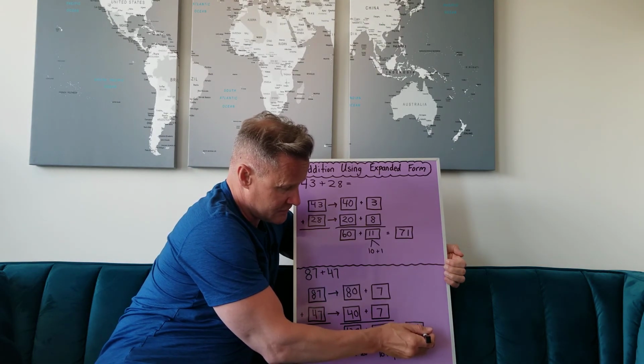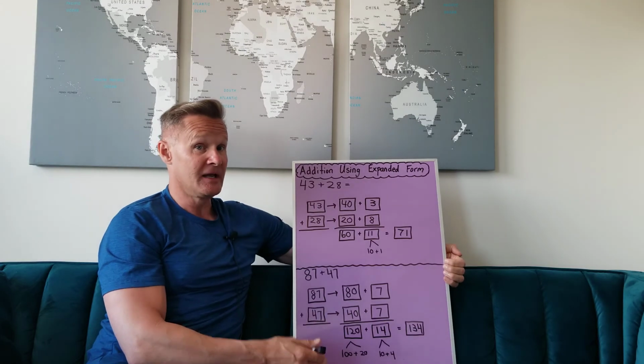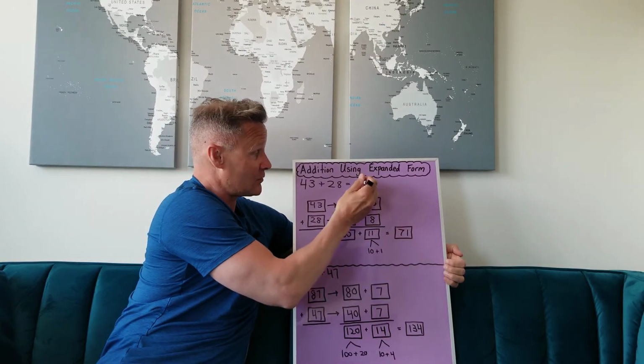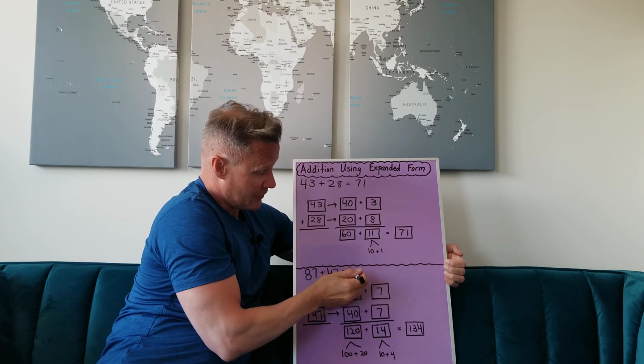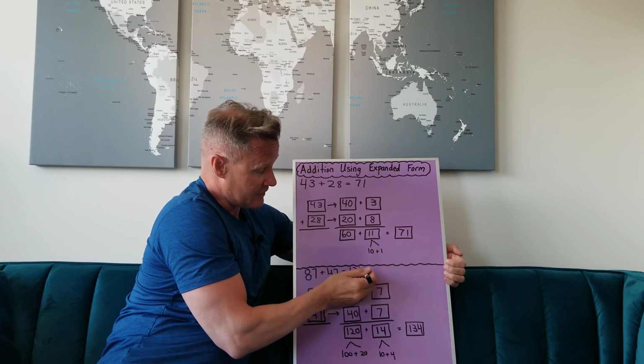And that, boys and girls, is how we solve for expanded form. And if you want to, you could even take the number 71, put it up there, 134, put it up there to solve for your entire thing.